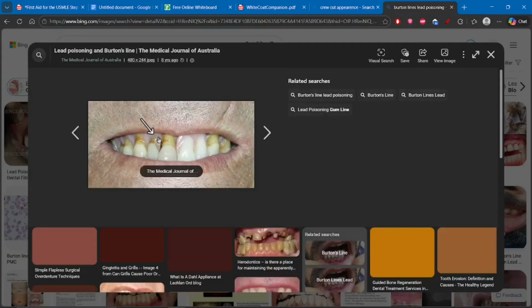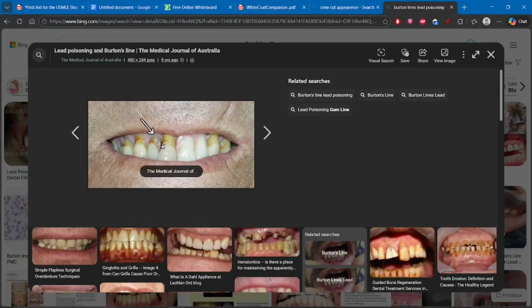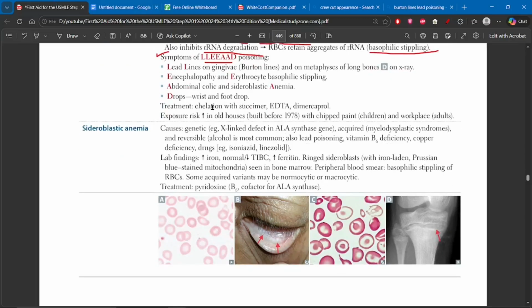So this is the line. You can see these are the Burton lines. Okay. And encephalopathy can occur, basophilic stippling can occur, abdominal colic, quite important. This is a very common sign. They give this in the question, and sideroblastic anemia can occur.